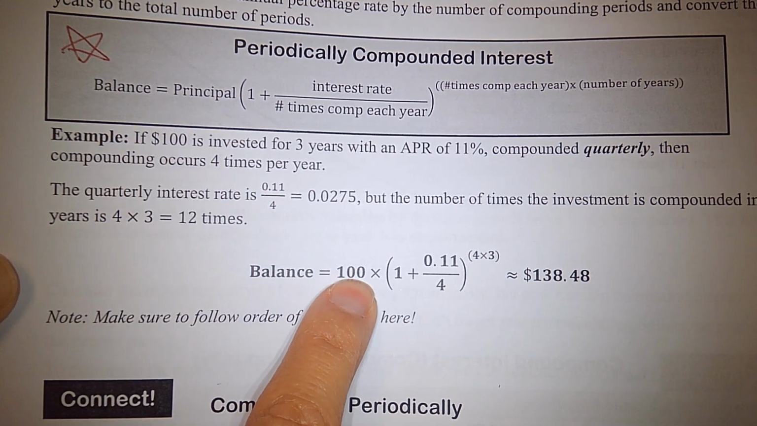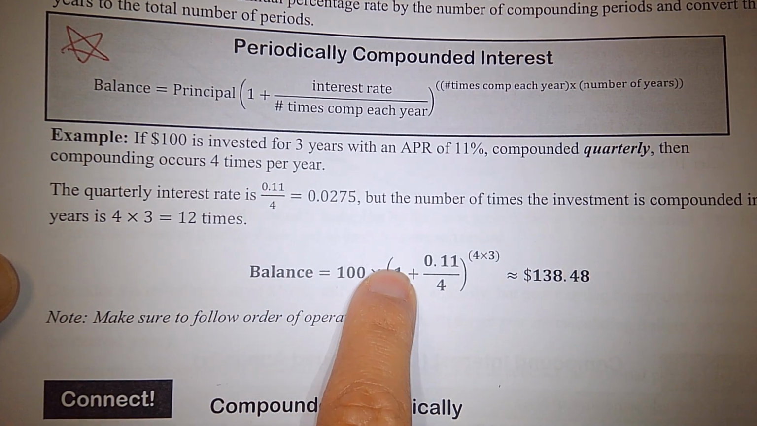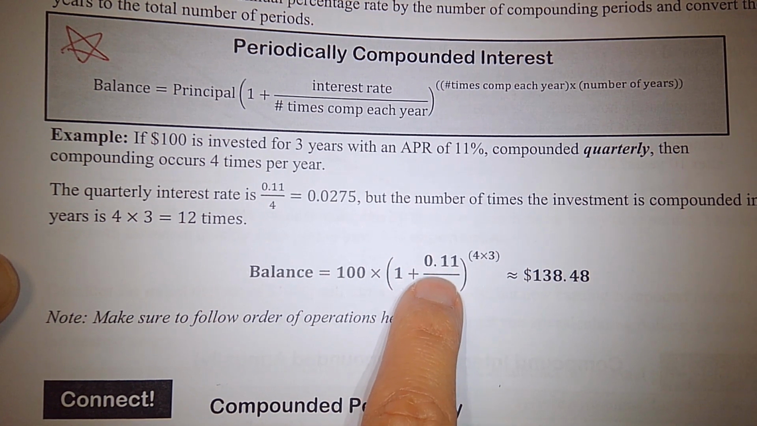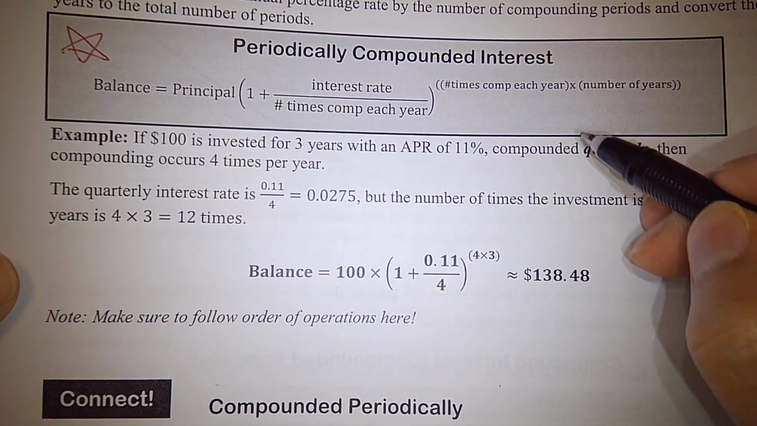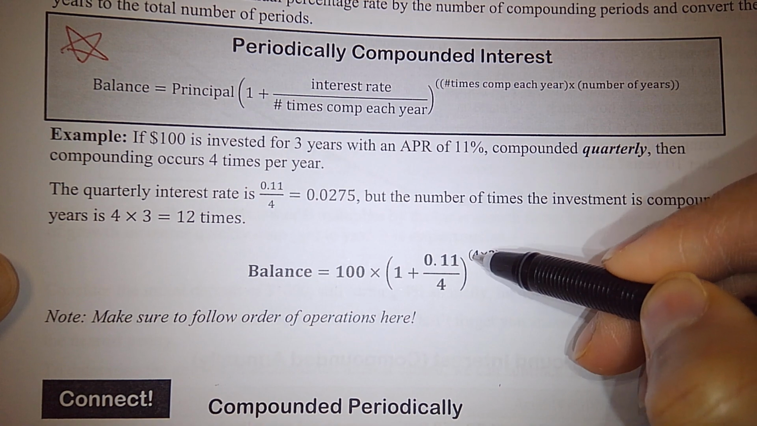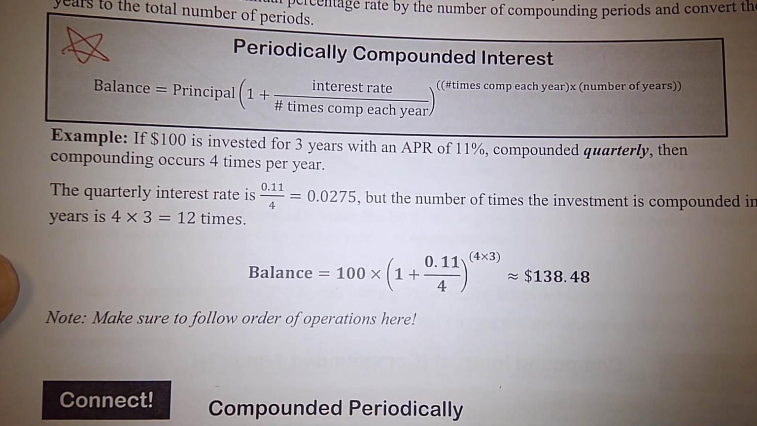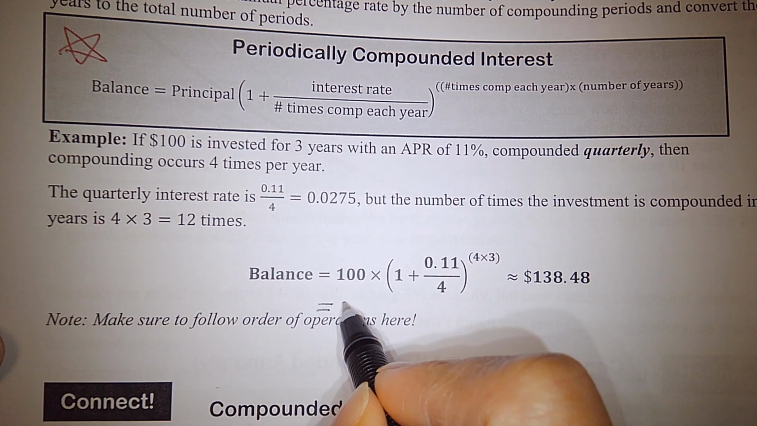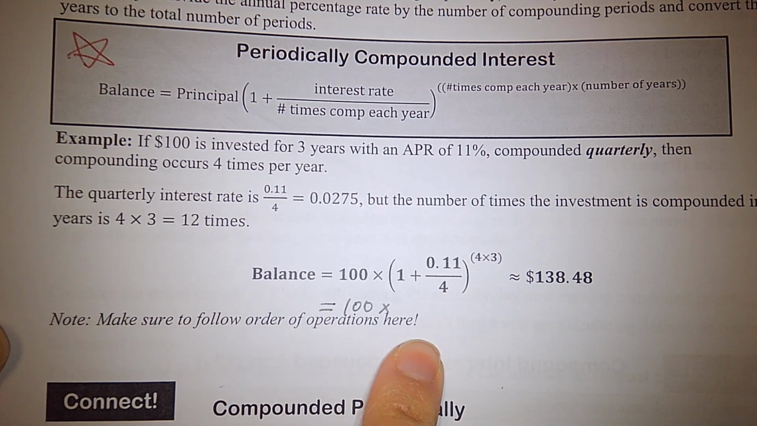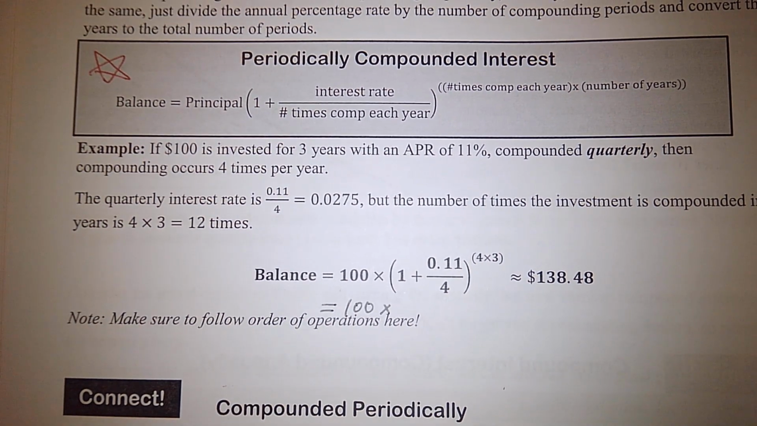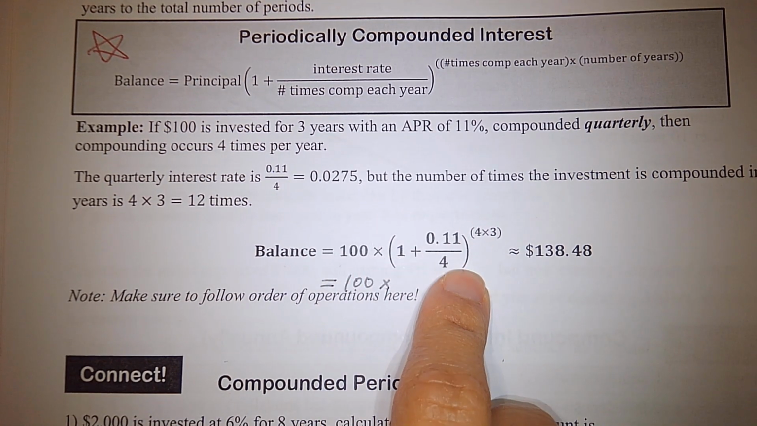Plug in principal 100 times parentheses 1 plus the rate 0.11 divided by the number of compounding, which is 4, to the power of the number of times compounding, which is 4 times 3 years. Well, how do we compute this result? We really have to pay attention to the order of operations. If we have parentheses, we do parentheses first, then exponents, then multiplication and division, then addition and subtraction.